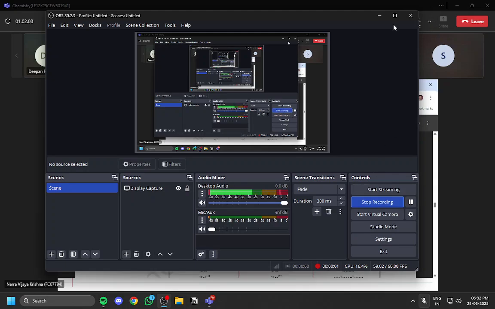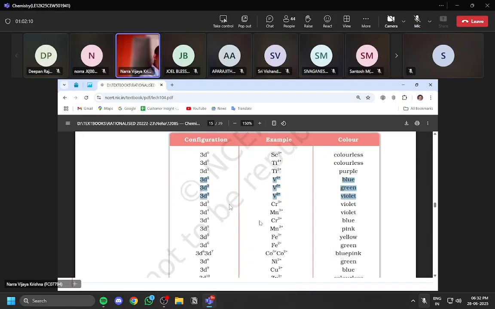Observe this one. D3, how many unpaired electrons? 3. Color is violet. If the electronic configuration is D7, number of unpaired electrons, I am saying, D7, again 3 only. Now observe the color for D7.